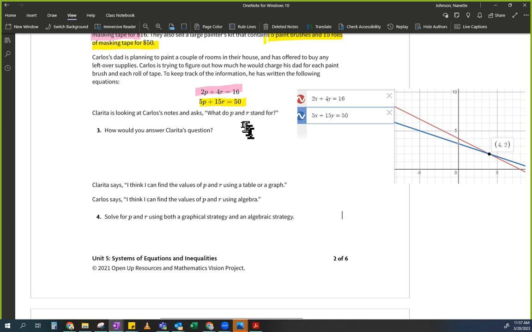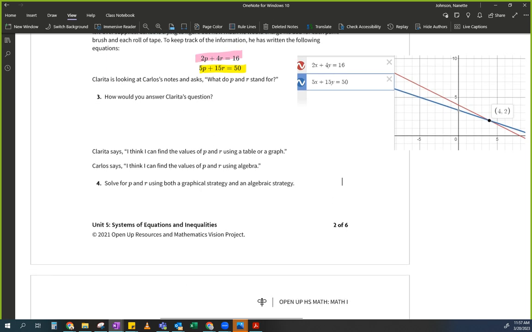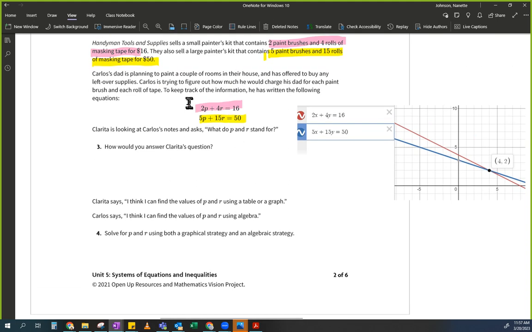Okay, so let's answer some questions. We already answered this. What do P and R stand for? Good. Clarita says, I think I can find the values for P and R using a table or graph. Here is our graph. And then Carlos says, I think I can find it using algebra. Solve for P and R both graphically and algebraically. So here we did it graphically, but now we have to do it algebraically. So algebraically, it's going to look interesting. But the very first thing that I need to do, let me see if I can do this.